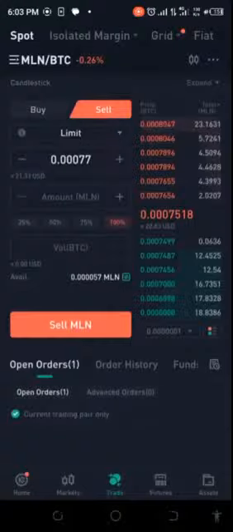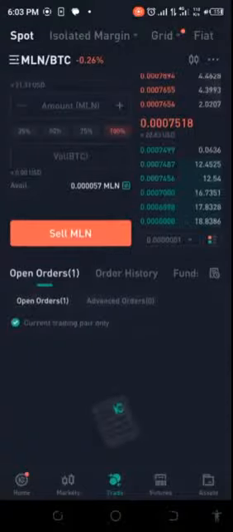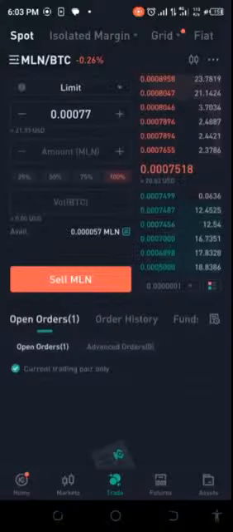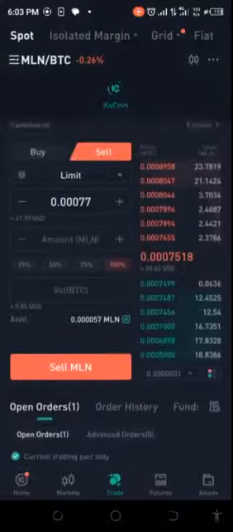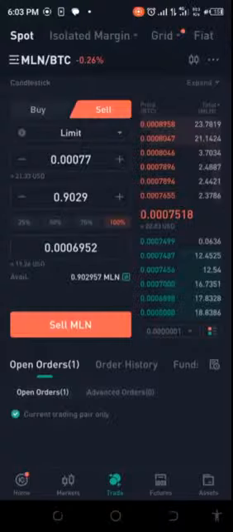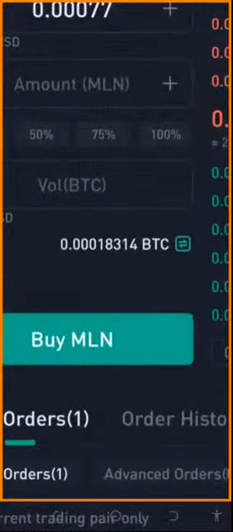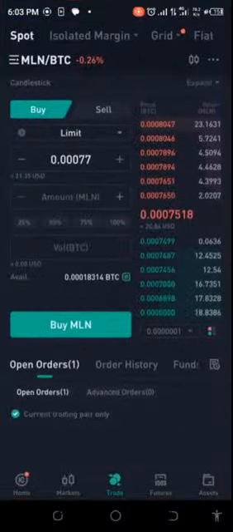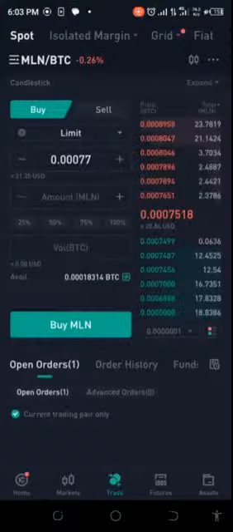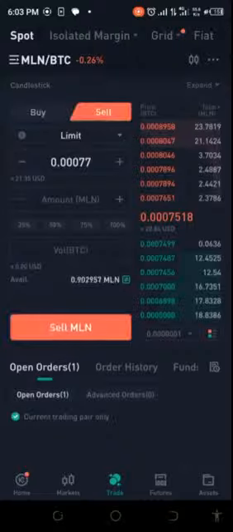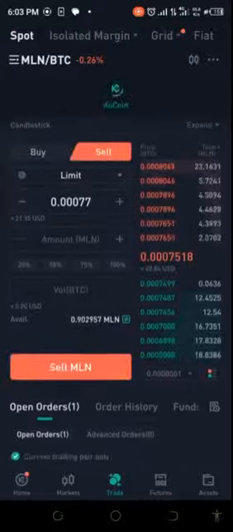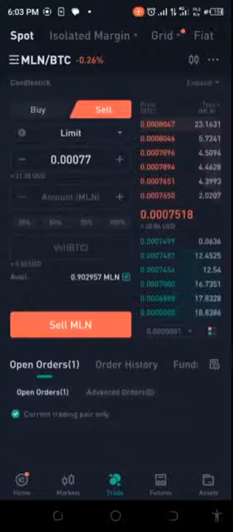Wait a second. Did I just sell all of that? It looks like I just got all my MLN sold. What am I saying? I'm a bit confused. Let me check this out. What's going on here? Have I sold all my MLN? It seems like I actually got it sold. My MLN, okay, now I get it. I had already sold part of it. Oh no.